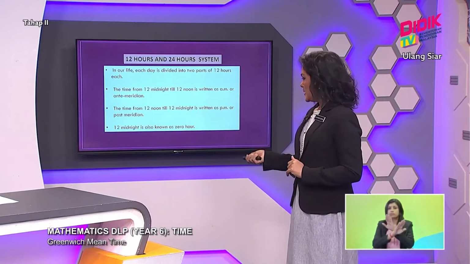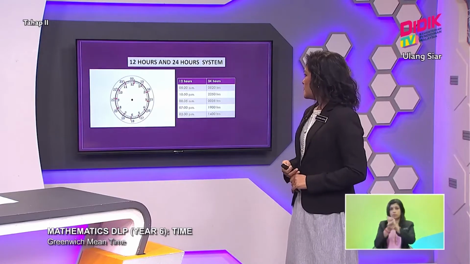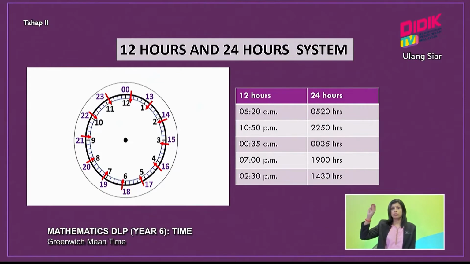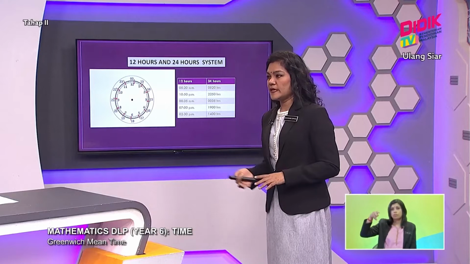And so this is the 12-hour and 24-hour system. Examples here. Let's say 5:20 AM. In 24 hours we say it as 5:20 hours. For example, 10:50 PM given here. In 24 hours, we state it as 22:50 hours. So how do we write the 12-hour and 24-hour? For 12 hours you must state AM or PM. And for 24 hours you must write the four digits, followed by the word hours behind.